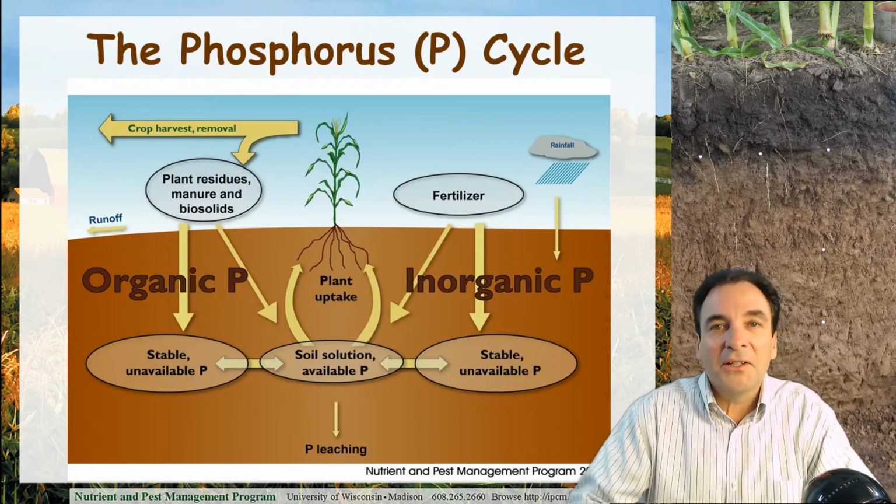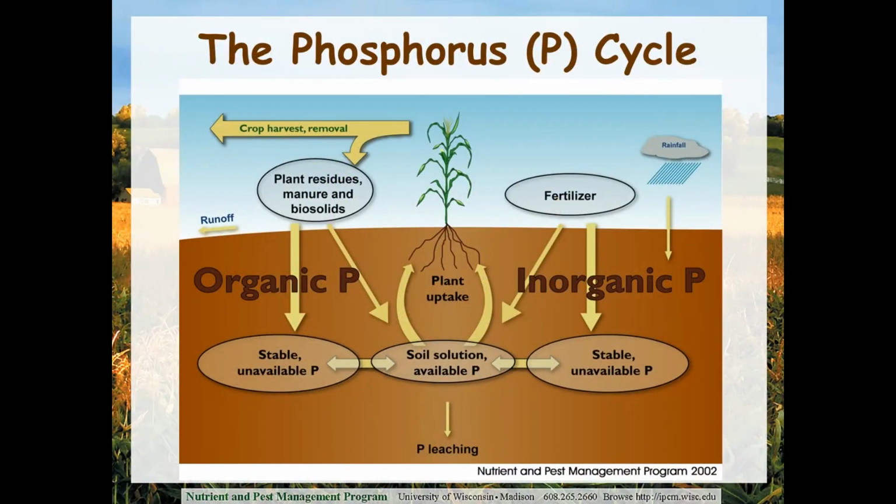All our nutrients have cycles, and this is just a representation of what phosphorus looks like and is doing in the soil. Phosphorus can enter the phosphorus cycle or the soil in the organic form, through plant residues, manure, biosolids. It can also enter in an inorganic or plant available form through commercial fertilizer. We also get a minuscule amount of phosphorus from atmospheric depositions such as rainfall and other things.